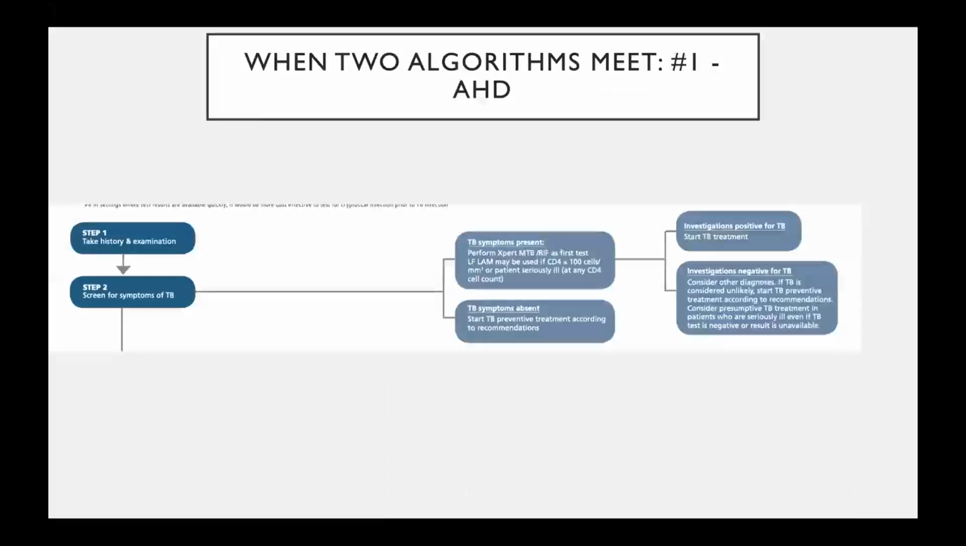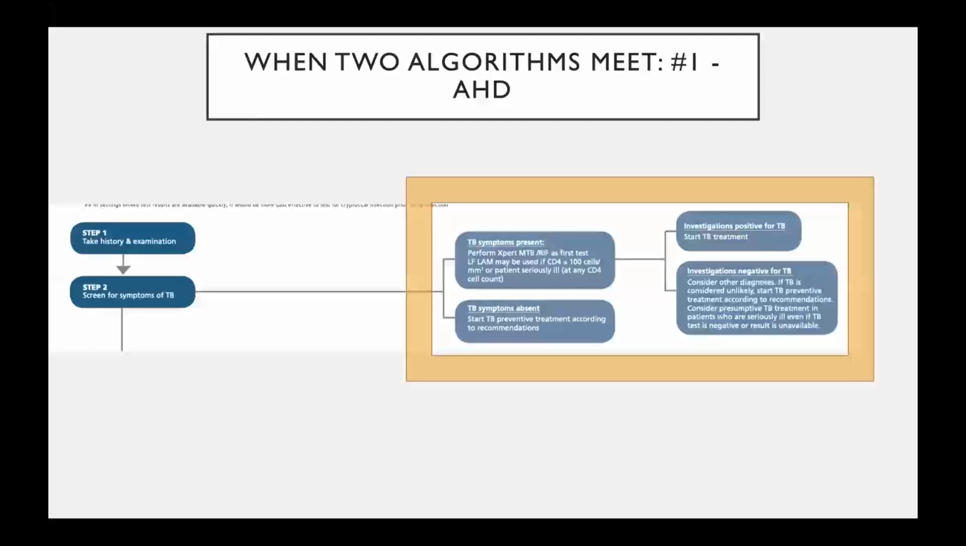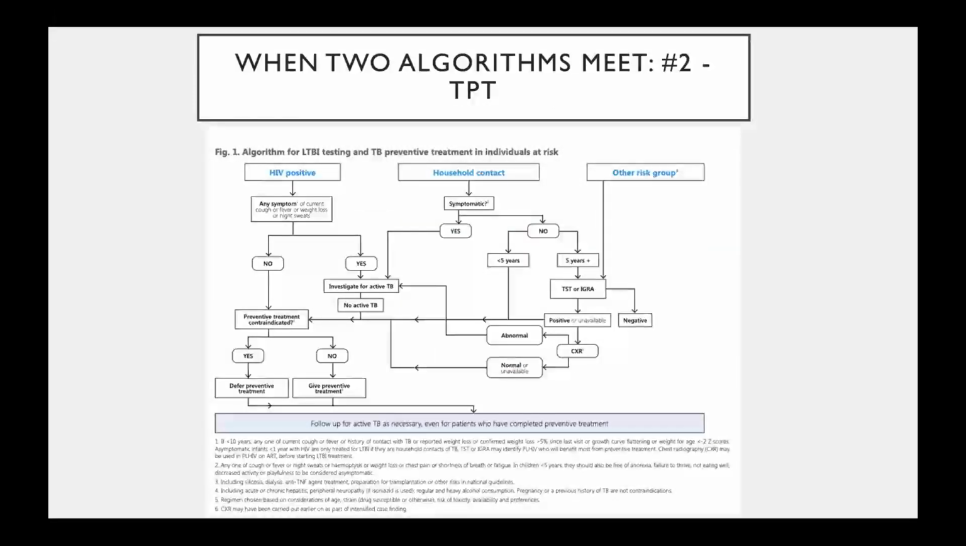So I just wanted to show you where the two different algorithms are. So this is the one for advanced HIV disease. And I just want to direct you to this section of the algorithm where we're really thinking about either treating for actual TB disease or providing TPT. And when you look at the consolidated guidelines for TB, this is the algorithm. I think that it's all geared towards providing TPT as quickly as possible and as effectively as possible.